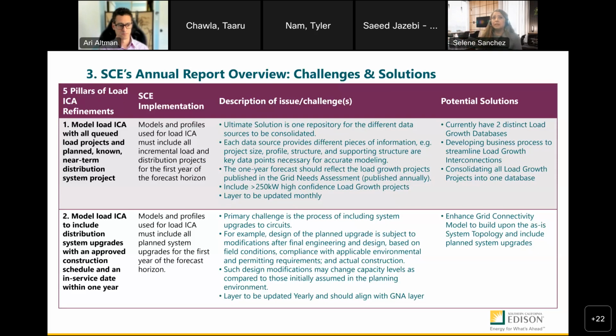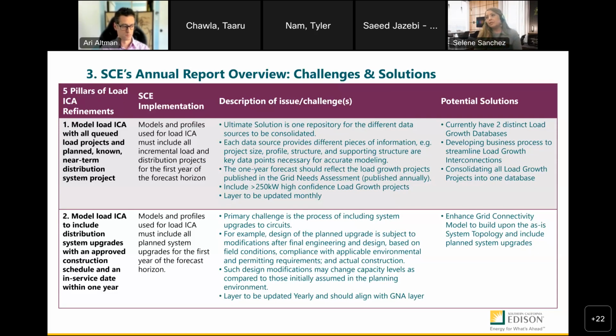So for the first line item, we're looking at instantiating to enable the functionality of these 5 Load ICA refinements. SE is looking at making foundational and business process changes to support the distribution planning process and the integration of Load ICA. With the integration of these systems, we'll have the support to be adapted.